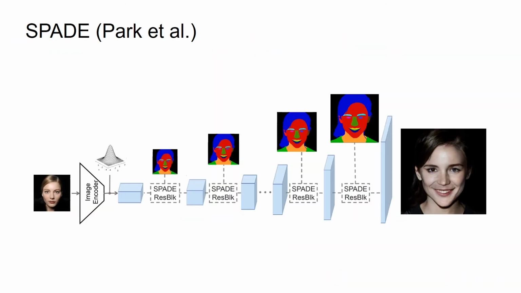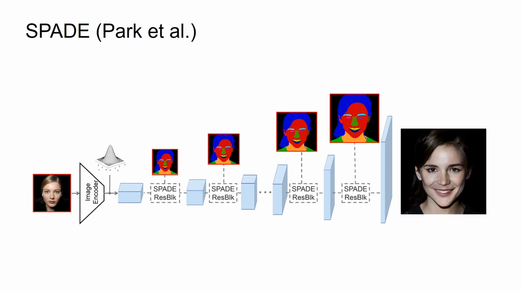In a nutshell, SPADE synthesizes an image from two inputs. First, a style code extracted by an image encoder or sampled from a noise distribution. Second, a segmentation mask that is used to modulate the scales and biases of the generator activations.